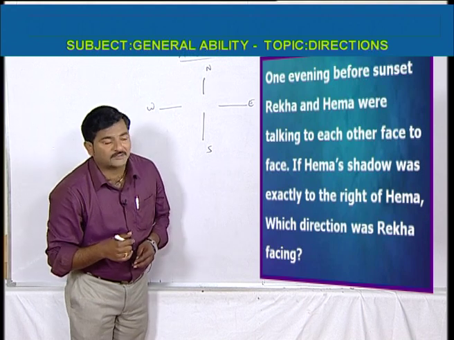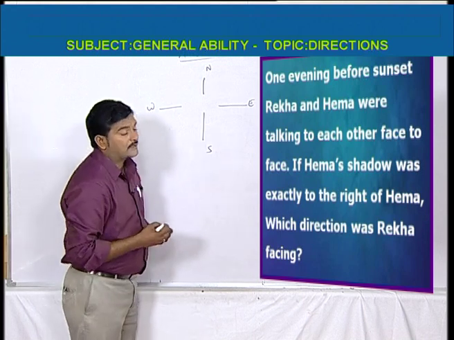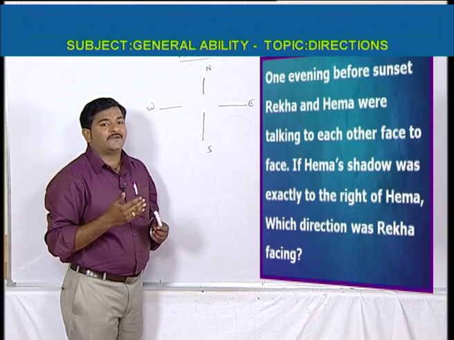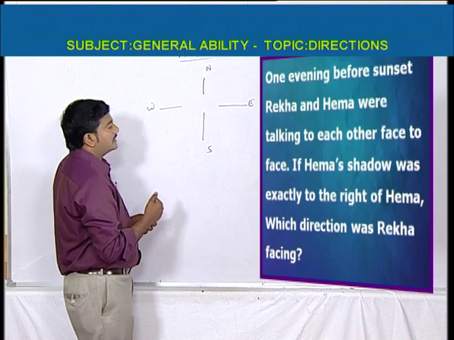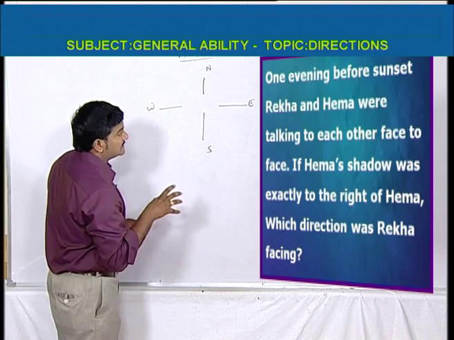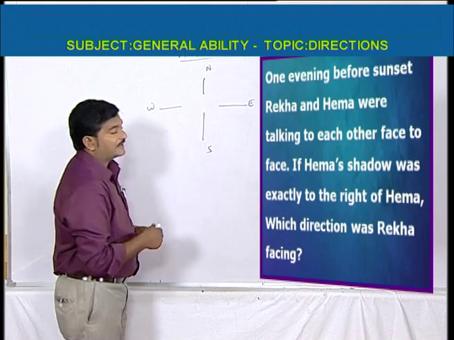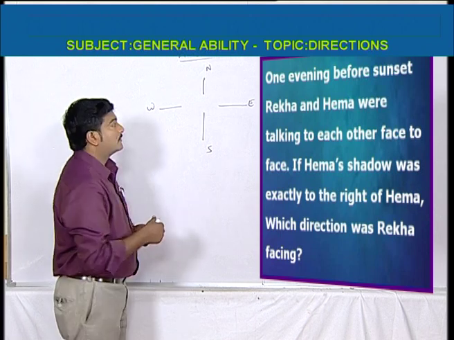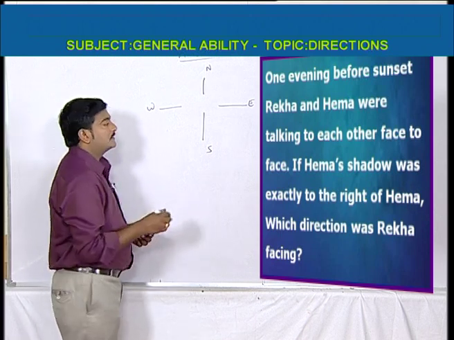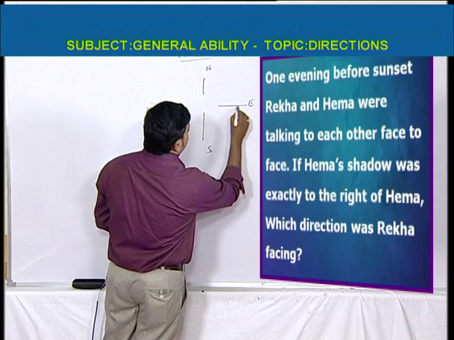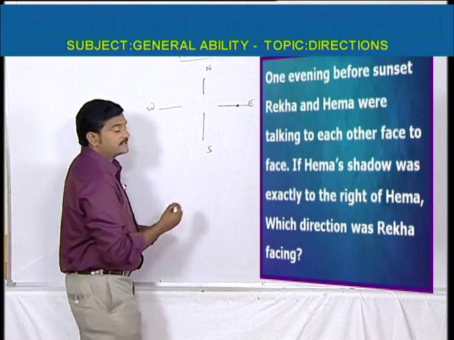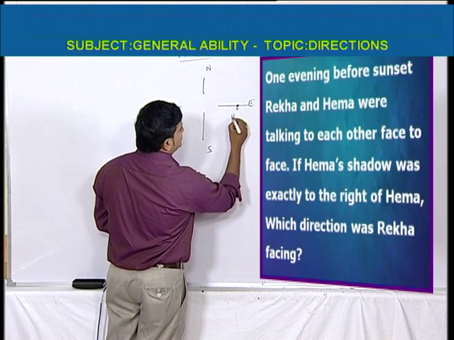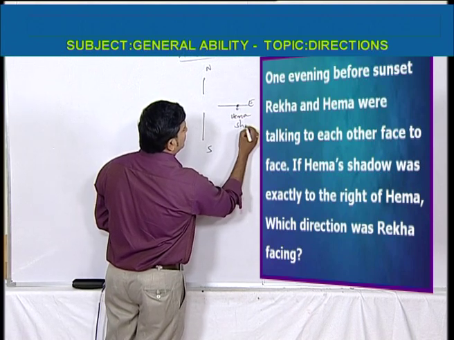Whose shadow is given in the question? Observe your question. If Hema's shadow was exactly to the right of Hema. See, Hema's shadow is exactly to the right of Hema. That's why first we have to fix Hema's shadow. And at which time? Evening time. One thing is very clear: evening time shadow will always be towards which direction? East direction. So this is Hema's shadow.